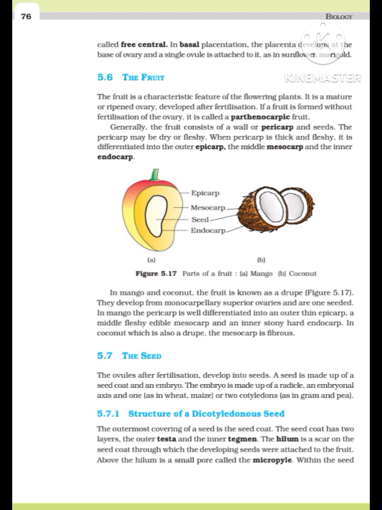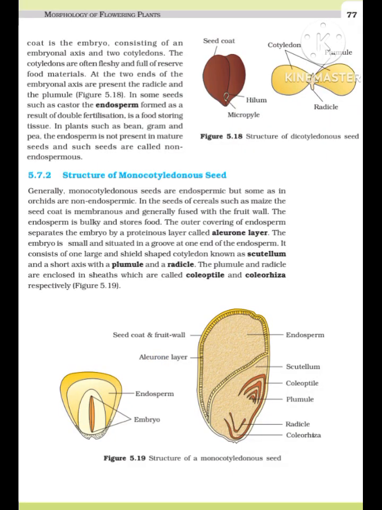5.7.1 Structure of a dicotyledonous seed. The outermost covering of a seed is the seed coat. The seed coat has two layers, the outer testa and the inner tegmen. The hilum is a scar on the seed coat through which the developing seeds were attached to the fruit. Above the hilum is a small pore called the micropyle. Within the seed coat is the embryo, consisting of an embryonal axis and two cotyledons. The cotyledons are often fleshy and full of reserve food materials. At the two ends of the embryonal axis are present the radicle and the plumule, Figure 5.18.